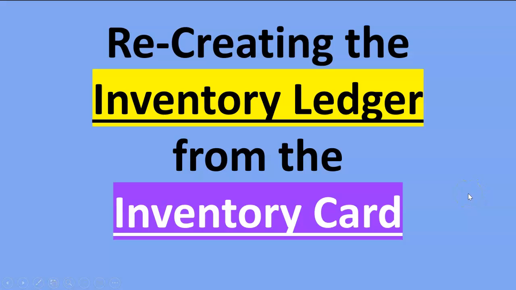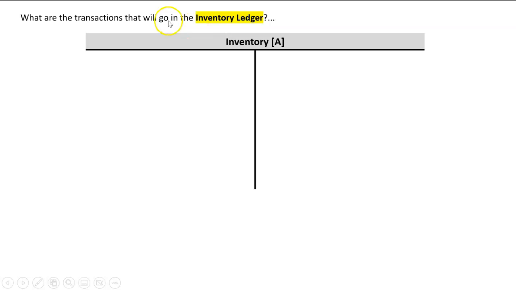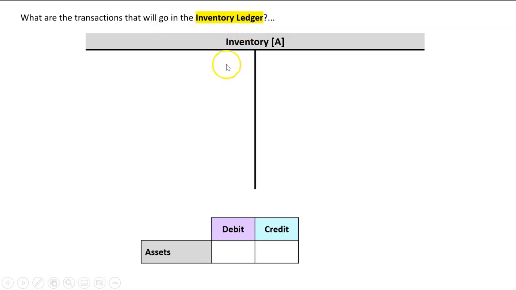A key task that you're going to get asked to do at some point, whether it's on your SAC or the exam, is to recreate ledgers, in particular the inventory ledger. And you could be asked to do that just from the inventory card. So what are we talking about? Well, we've got an inventory ledger, and we say there's debits and credits, and that's an asset.